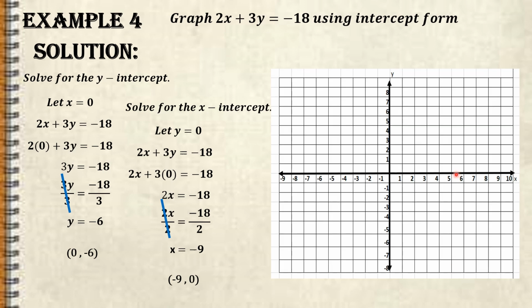So next is to graph. So here is our Cartesian plane. So 0 ang x, negative 6 ang y. So andito siya sa y-axis, 6 units going down. Okay? And then for our x na negative 9, that is 9 units to the left. So ito yun. And then 0 yung ating y. So nasa x-axis siya. Okay? Then connect the points. Okay, that is already the graph of our linear equation 2x plus 3y equals negative 18. Okay, so that is all about how to plot or graph the intercept form using the simple steps.